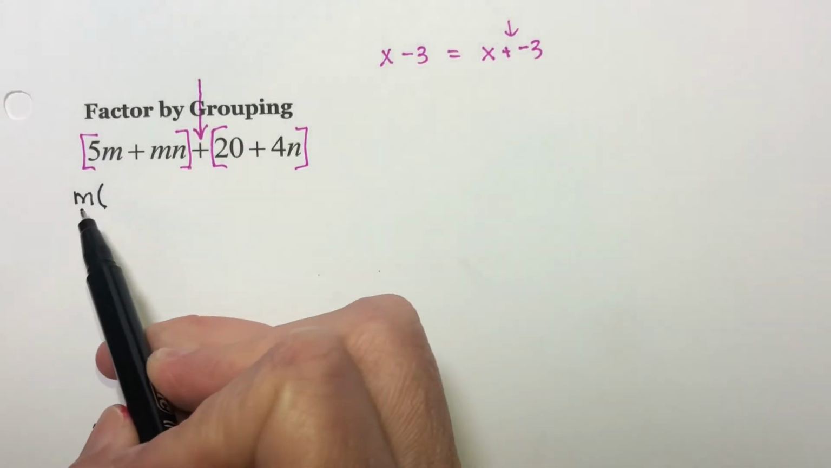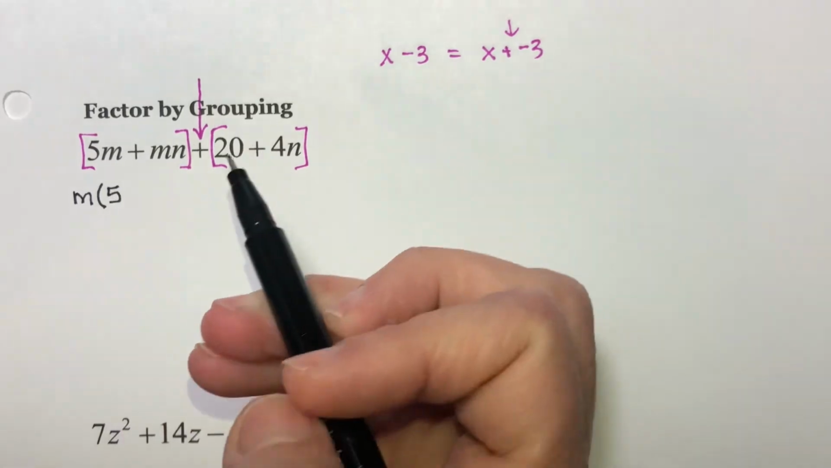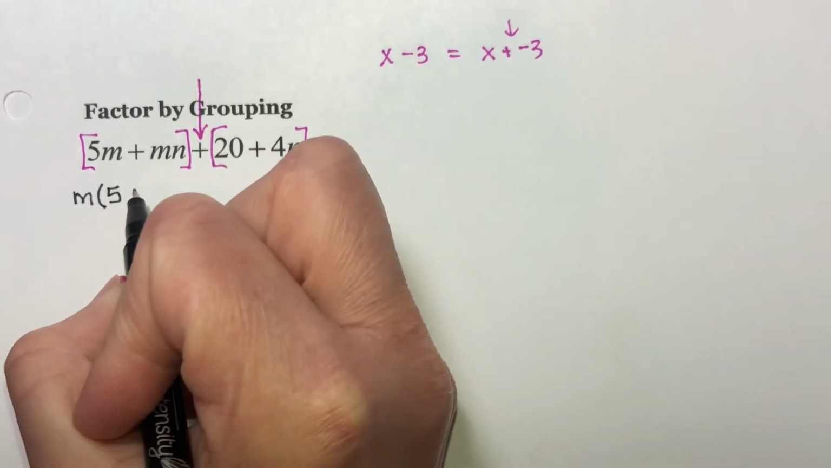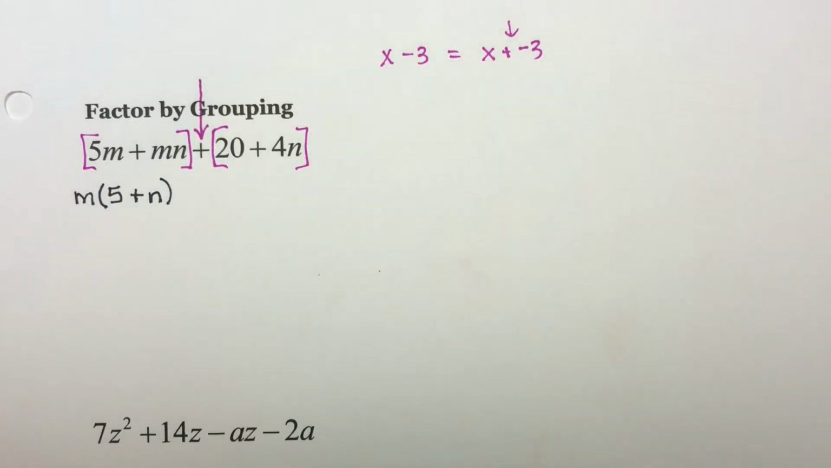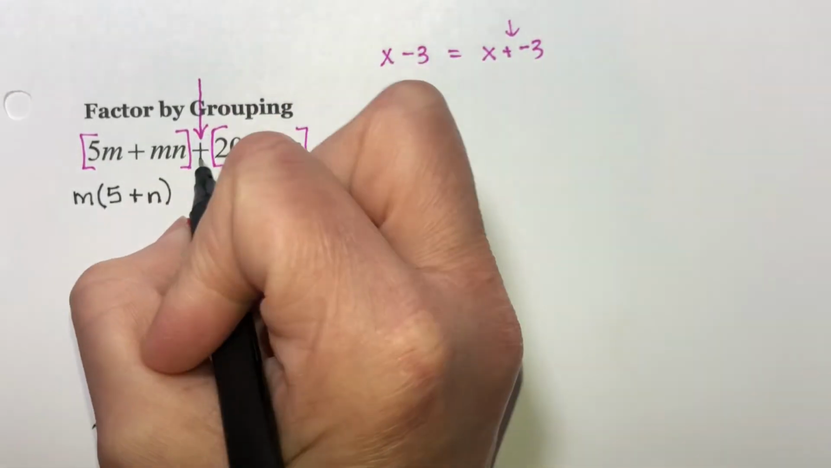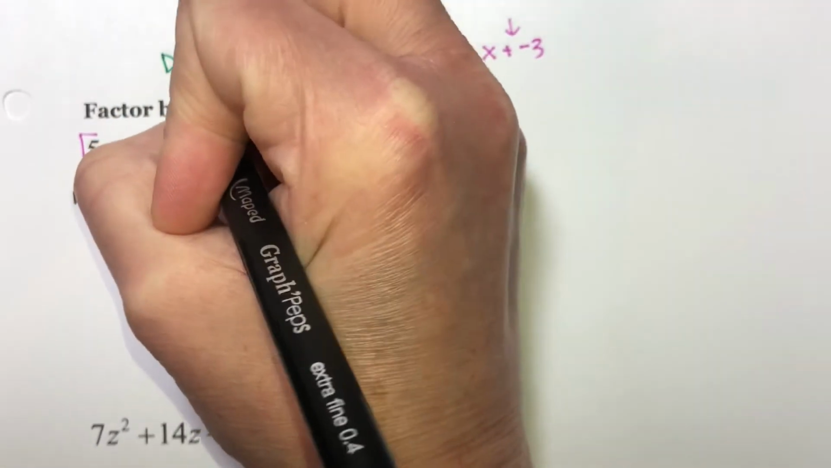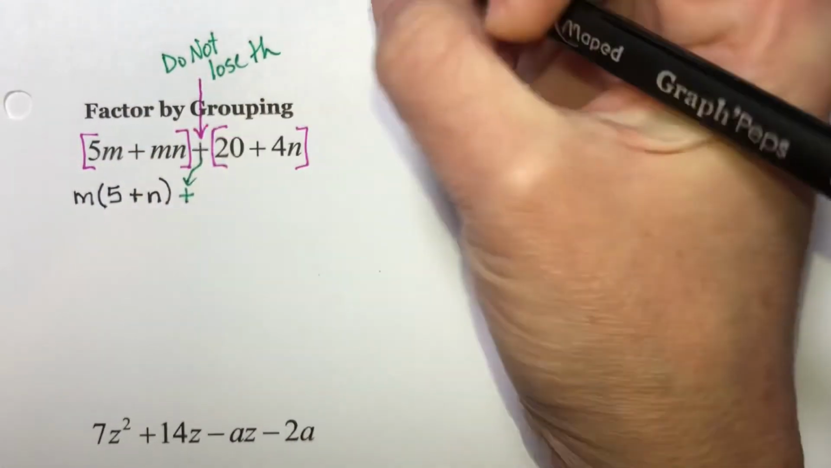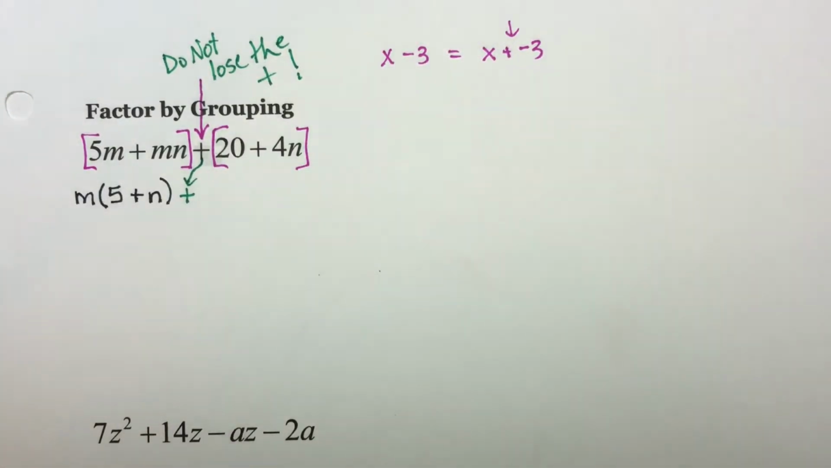And think of this as a distribution. M times what gives me 5M? 5. M times what gives me M times N? Plus N. Okay. Now what you want to do now is you want to bring down this plus sign. Do not lose it. If you lose it, you tend to make big mistakes.